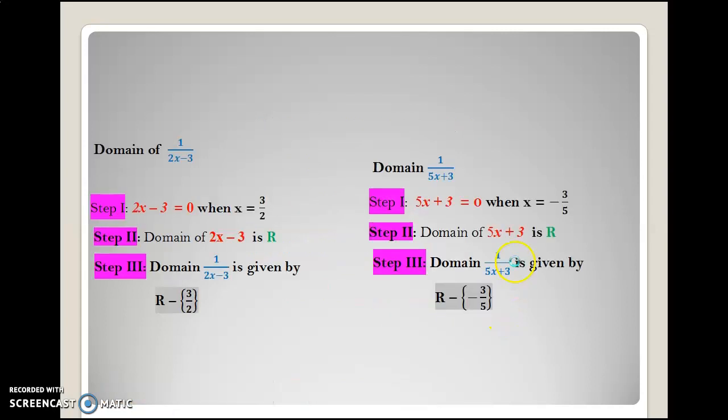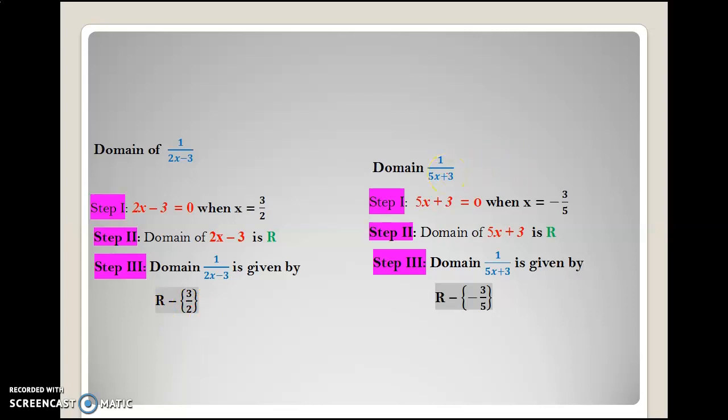Now some examples. First one, 1 upon 2x minus 3. 2x minus 3 is 0 when x is equal to 3 by 2, and 2x minus 3 is defined for all real numbers. Therefore, the domain of 1 upon 2x minus 3 is all real numbers except 3 by 2.